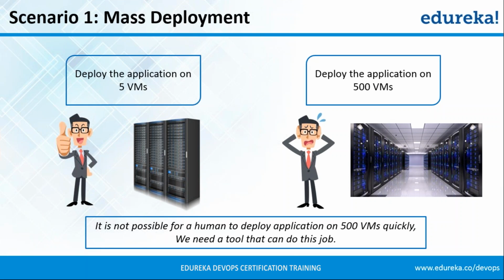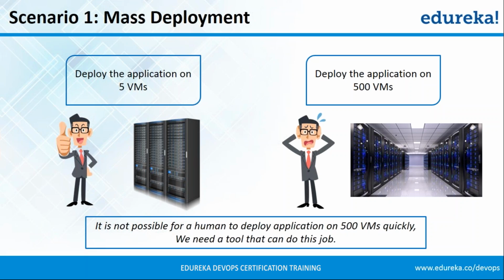So the first problem is mass deployment. Let us understand this with an example. Suppose you have opened a business and it is pretty small in the beginning. So if you need to deploy a particular application, say on 5 VMs, it is a pretty easy task. You can do it manually. But what happens when your business becomes huge? It becomes like WhatsApp. Then you need to deploy the same application, say on 500 VMs. So you cannot do that task manually, can you? So what we need here, we need some kind of an automation or some kind of tool that can automate this task for us.